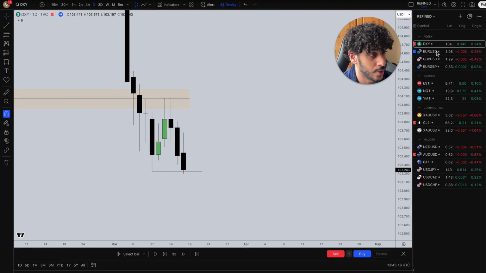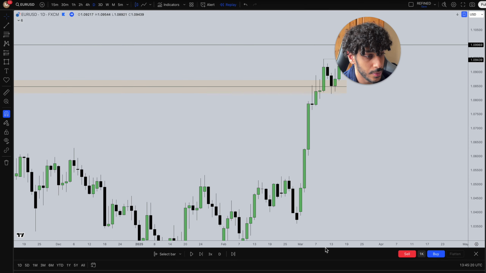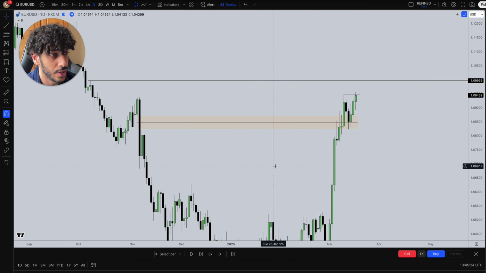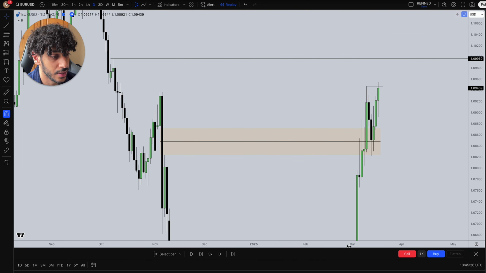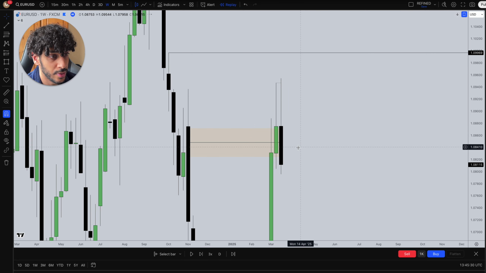Okay, so let's go over to Euro, because that's obviously where I actually took the trade. Same thing here. We had this inversion level, got respected very nicely, and instead of the previous week's low being tagged, we wanted to see the high get reached for.